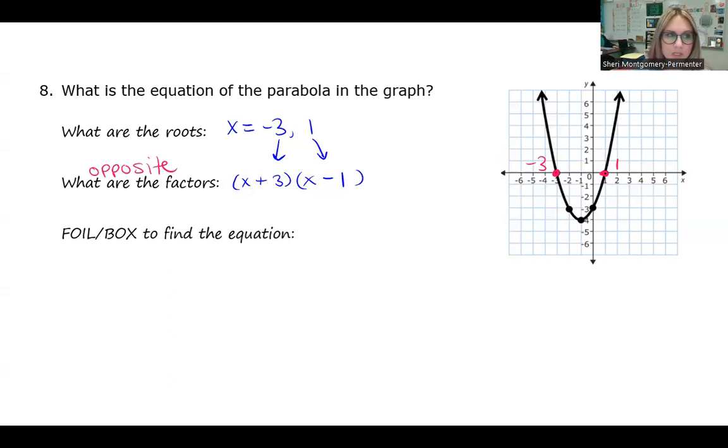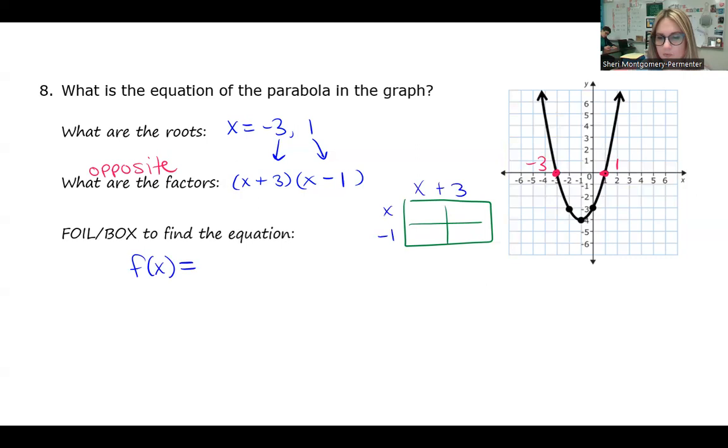Well, to write my equation, an equation of a line is going to be f of x. And we're going to have something there. To figure out that something, we can use FOIL or a box. It doesn't matter. I don't care what you do. Most of you like a box, so I'll make a box. So we have x plus 3 and x minus 1. If we multiply in, we get x times x, or x squared. I'm going to stop talking and fill in my box so that you can fill in your box.